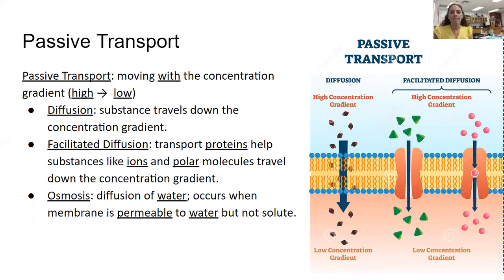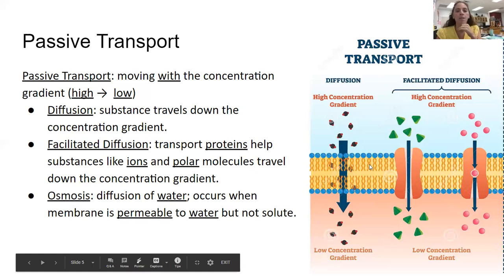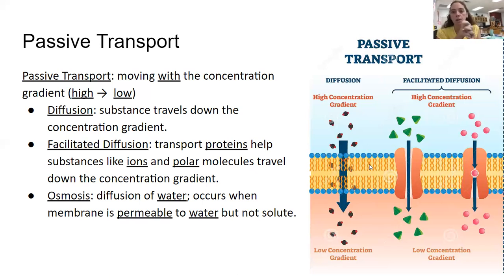Next, we have facilitated diffusion. Facilitated diffusion uses transport proteins to help move around things like ions and polar molecules, because those have a hard time passing through the membrane. It also helps move some of our larger molecules. When it comes to facilitated diffusion, we have two types of proteins involved. There is a channel protein. This is essentially just a pore or an opening that, as long as a molecule is small enough, things can pass through.